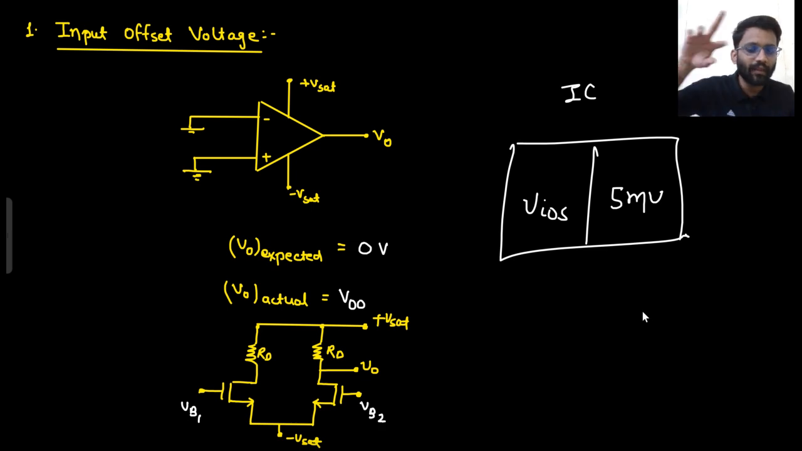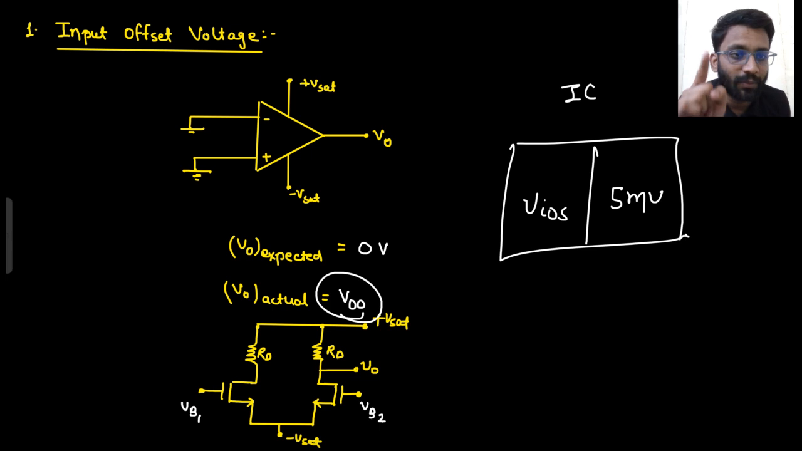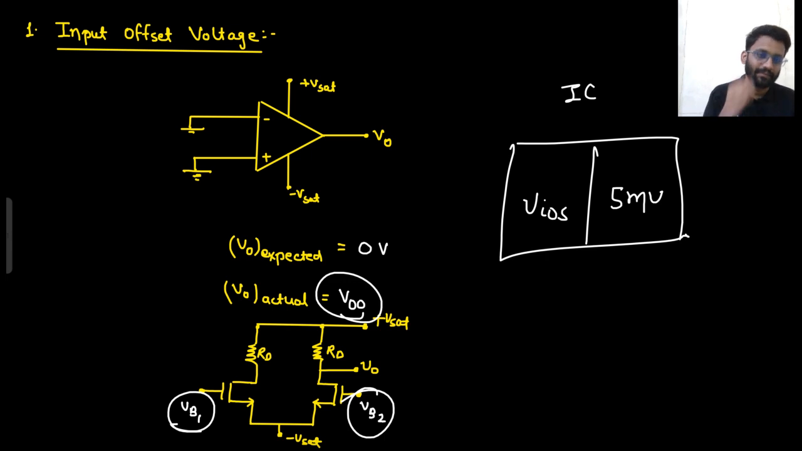What did I say? Even if we don't apply any small signal input, still we are getting some output. So to nullify that particular output, we are applying some small signal voltage at the input side so that our output becomes 0. Say yes or no. And why are we getting this output? Because of the mismatch in the bias. Did you understand this whole point?